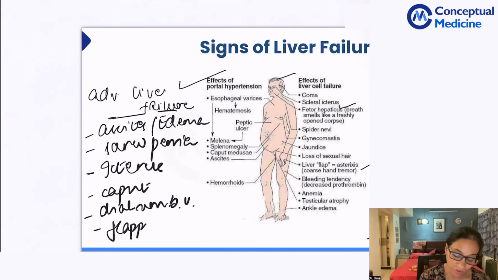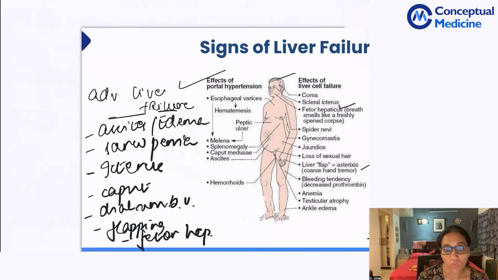Similarly, flapping tremor or asterixis, fetor hepaticus. If any of these is present, it means the patient has features of decompensation. Okay. So when you broadly classify, this is what we need to know before we get into the approach to a patient with liver involvement.